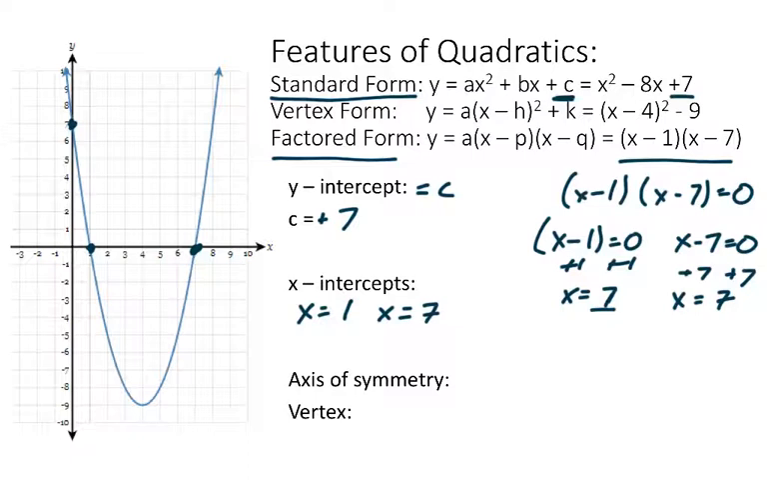Now, the axis of symmetry is the line that the vertex goes through, and all quadratics are symmetrical. So in this case, the axis of symmetry, the thing that cuts it exactly in half, is the line x equals 4. That's a vertical line, x equals 4. And then the vertex is this bottom point right here, and it is the point (4, negative 9).